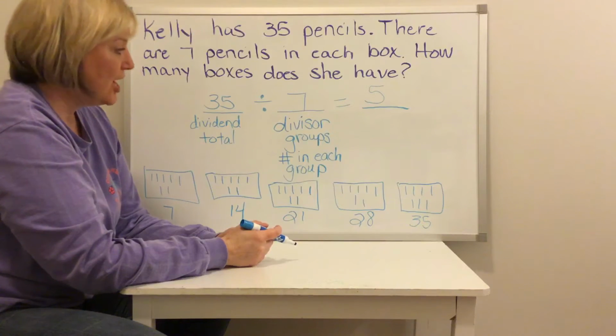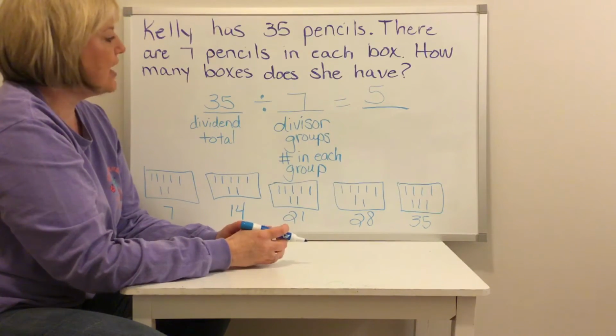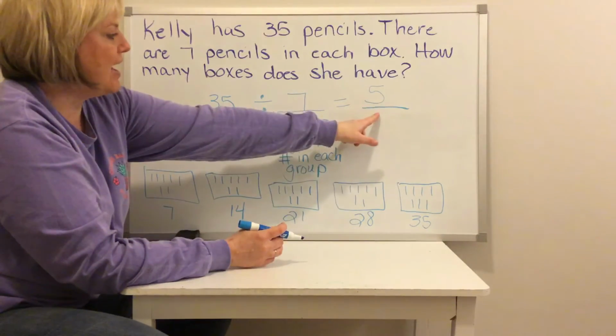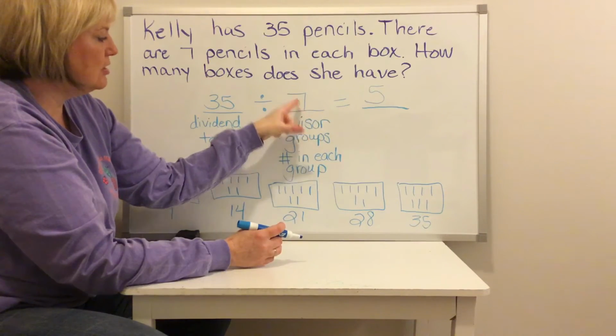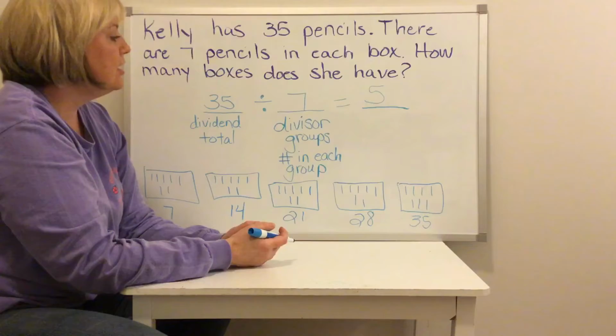And I can check that by using my related multiplication fact and read it backwards as a multiplication problem. 5 times 7 does equal 35. So I know that my answer there is correct.